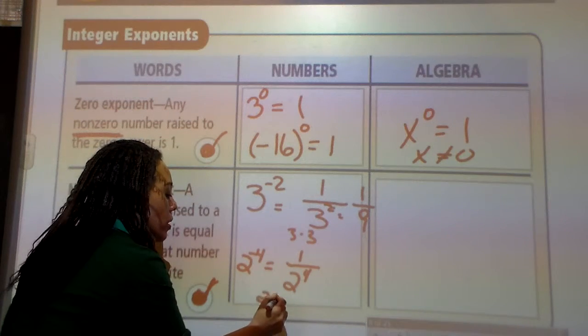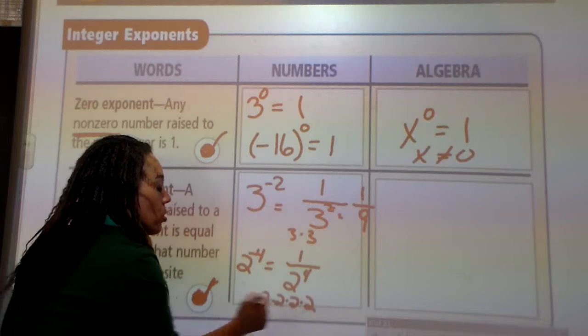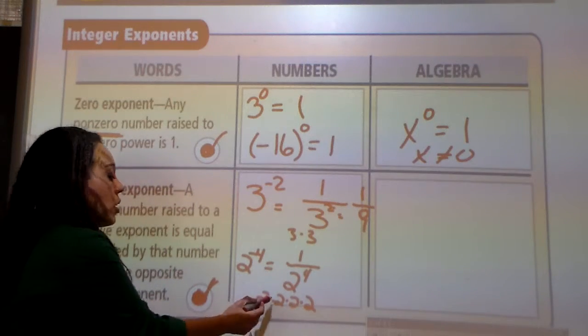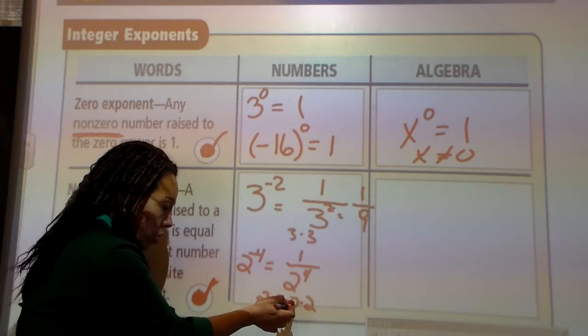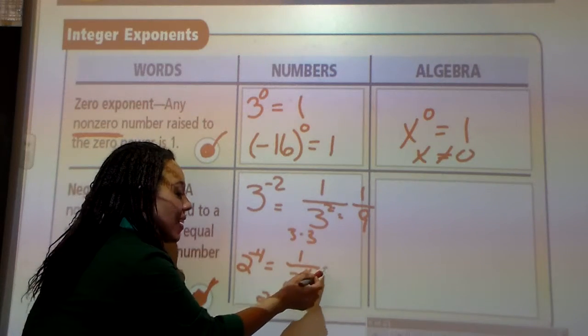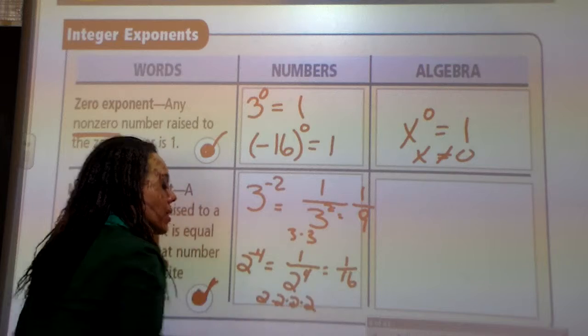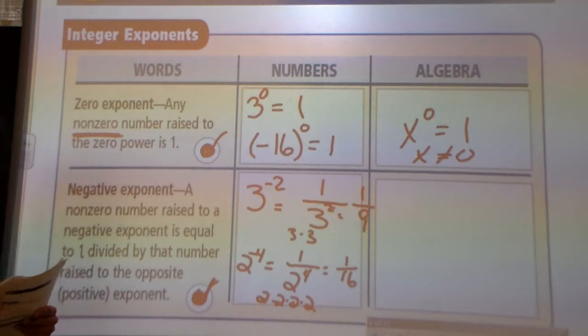So 2 times 2 times 2 times 2 is how you do 2 to the 4th. 2 times 2 is 4. 4 times 2 is 8. 8 times 2 is 16. So it's 1/16 is my answer for that.